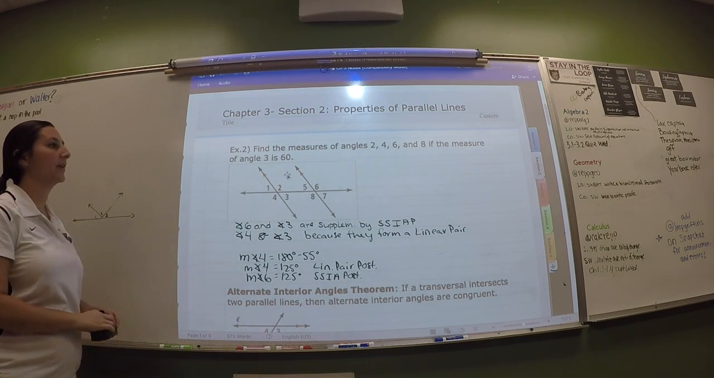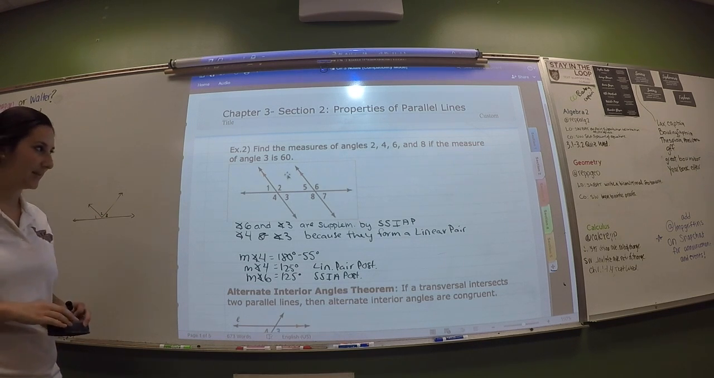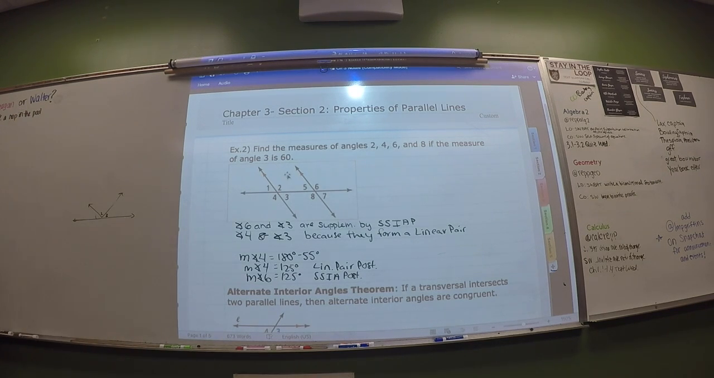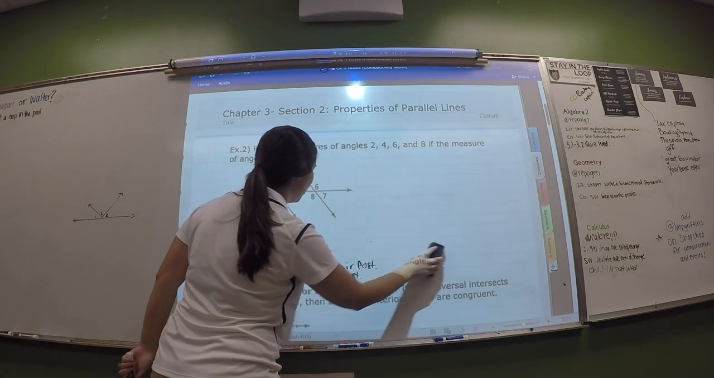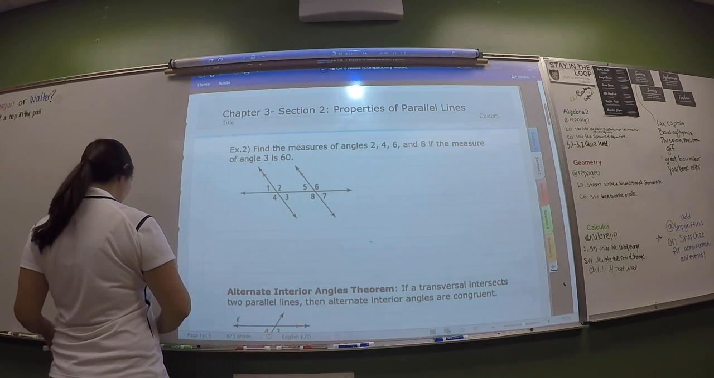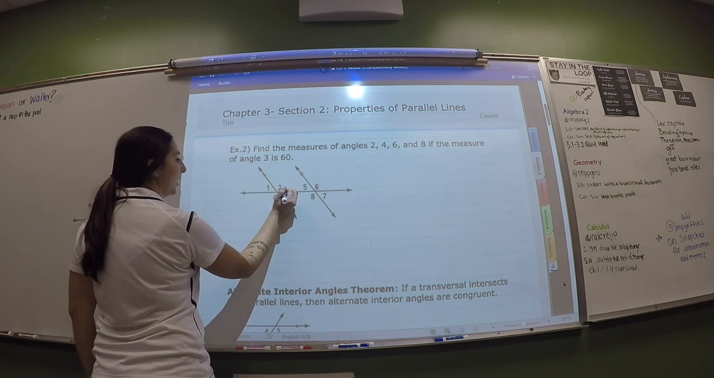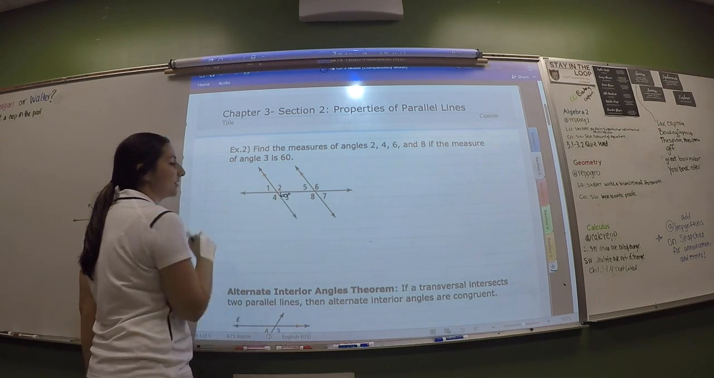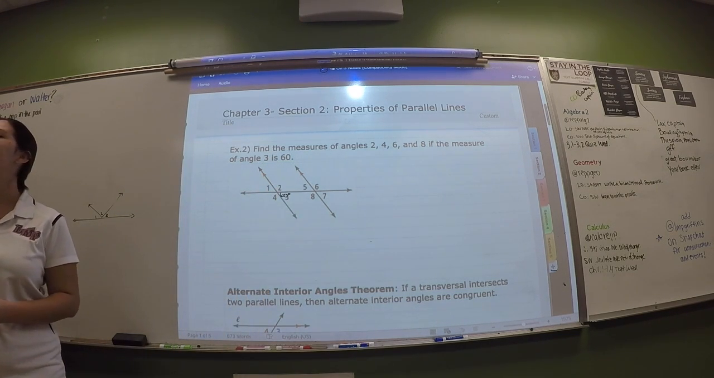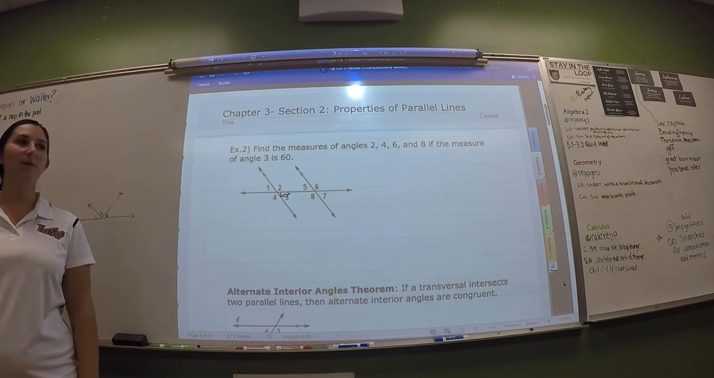Okay, find the measures of angles 2, 4, 6, and 8. It says that the measure of angle 3 is 60, so I'm going to put that in here. This is 60 degrees. They're all going to be either 60 or 120, because these are two parallel lines, right? Let's make sure that we know why they're all the same.